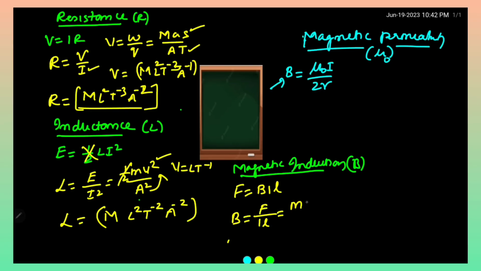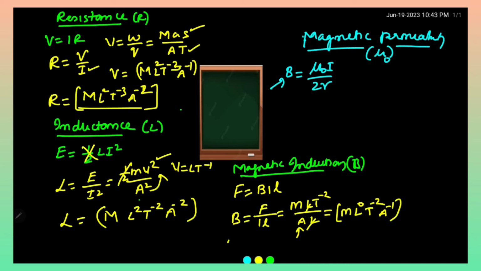You know, F is nothing but mass into acceleration, that is M L T power minus 2, and I is nothing but A. Again here it is L, so L L gets cancelled. So we got the dimensional formula for B as M, L power 0, and T power minus 2, and again A is there here, so we can write it as A power minus 1.